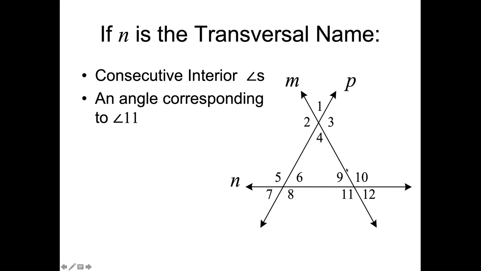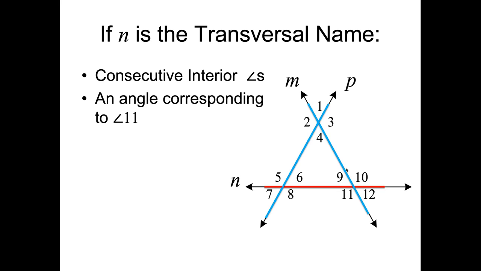Okay. Now we're going to use N as the transversal, and I want you to find a consecutive interior angle, a set of consecutive interiors, or remember we can call those same side interiors, and an angle that is corresponding to angle 11. So again, I'm going to highlight N as the transversal, and I'm highlighting the other two, making them blue so we can see them. The relationship's a little bit easier.